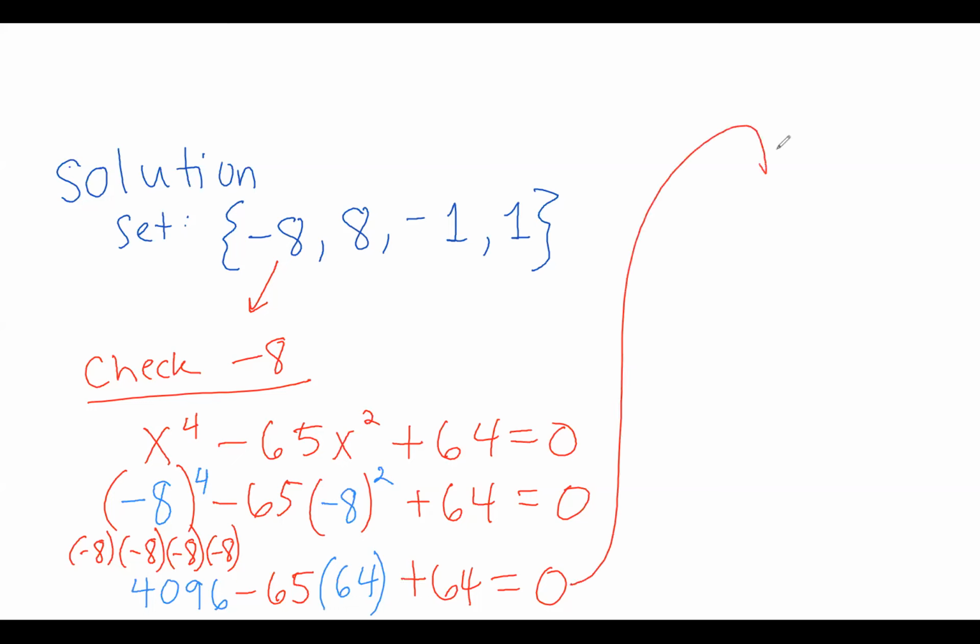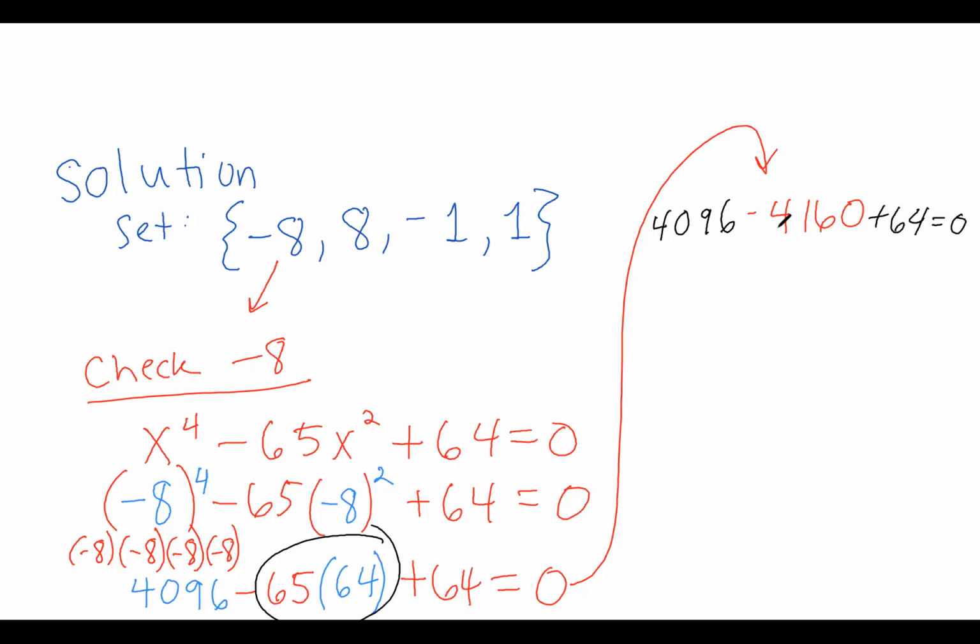Let's keep going. Okay, so 4,096. And then our next step is we should really multiply 65 times 64, which is going to be 4,160. So I'm going to write minus 4,160 and then plus 64 equals 0. Okay, so 4,096 minus 4,160 plus 64 equals 0. Are we done yet? Not yet.